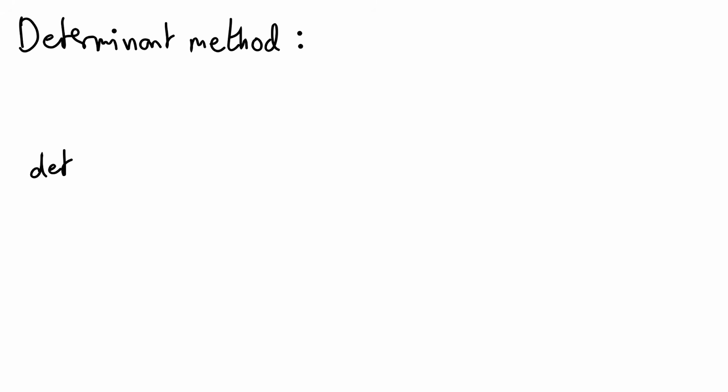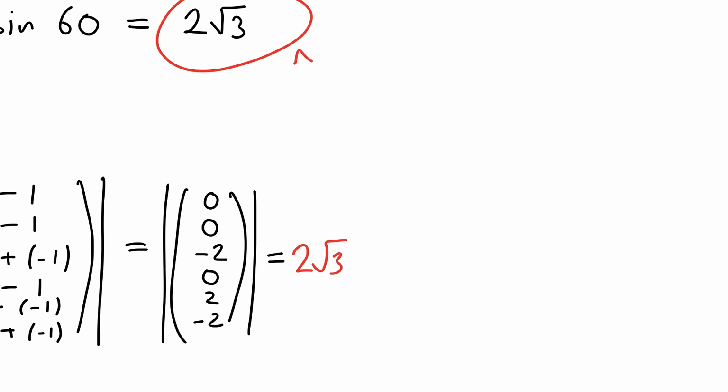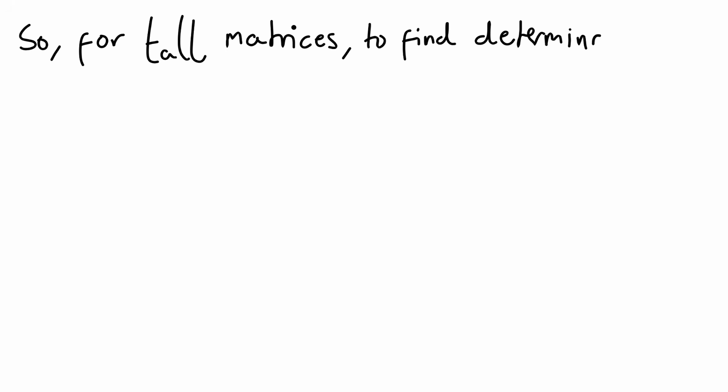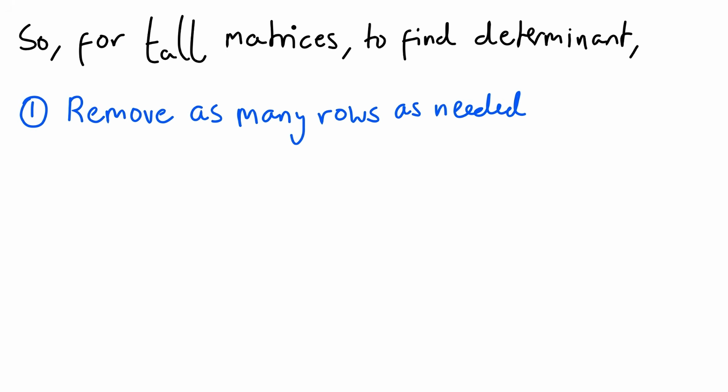Then if we use the determinant method, it takes a little bit, but we get this vector, and sure enough, it has modulus 2 root 3, so our hunch is correct. And that means for tall matrices like this, I believe we have found the general algorithm to calculate the determinant. Ignore as many rows as you need to get a square matrix, and then calculate the determinant of that submatrix.